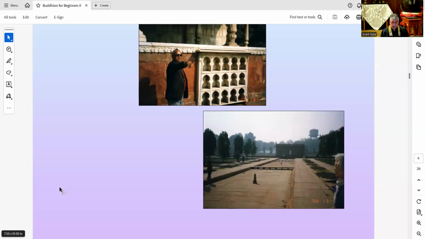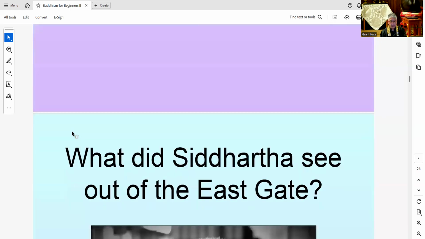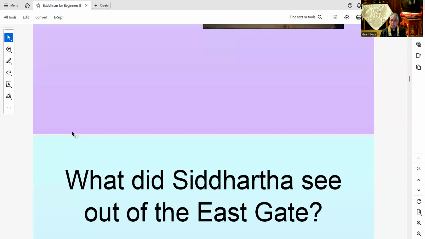So he's raised by his stepmother, Mahapajapati, and so he leads this very sheltered life. But there's a famous story of Siddhartha going out on four different occasions when he was in his late 20s. And it's said that during these occasions, he really sees some aspects of humanity that he had not seen before. And it's said on the first occasion, he leaves the eastern gates.